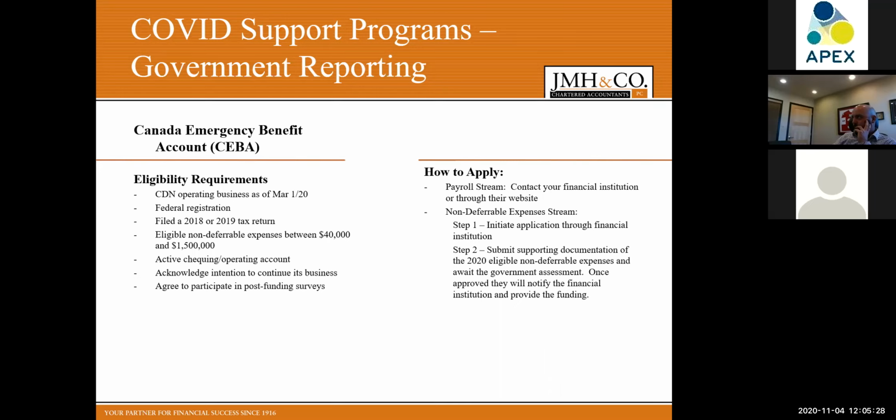You have to have eligible non-deferrable operating expenses between $40,000 and $1.5 million. We'll get into what eligible non-deferrable expenses are once we get into more details on that non-payroll stream. You have to have an active checking or operating account, and it's your intention to continue your business. So you can't just take these funds, pocket them, and shut your business down. And then the very last one, you have to agree to participate in post-funding surveys. Similar to the wage subsidy program, you had to let CRA know that you were willing to participate in some surveys and have your business name published, that sort of thing.